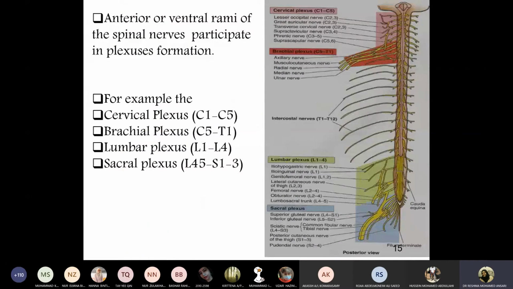So somebody mentioned to me that anterior is otherwise called ventral rami of the spinal nerve. Ventral means anterior. So when a spinal nerve is formed, it again divides into two branches, an anterior branch and a posterior branch. The posterior branch will receive sensation from the back.